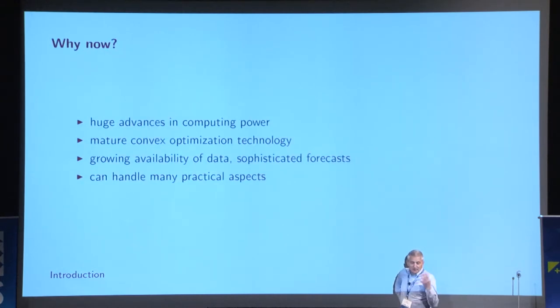Why would this be important now? The main reason is that compared to 1952, we have a lot more computer power, obviously. There's mature convex optimization technology. I mean, it's supposed to work all the time. I say that all the time. That's false, but we pretend it is. And when people really need it to be reliable, it can be made reliable. Every case where it really needed to be reliable, people have made it reliable.